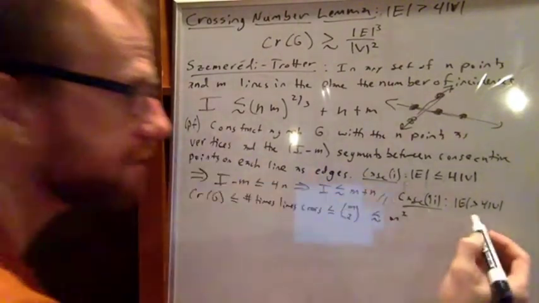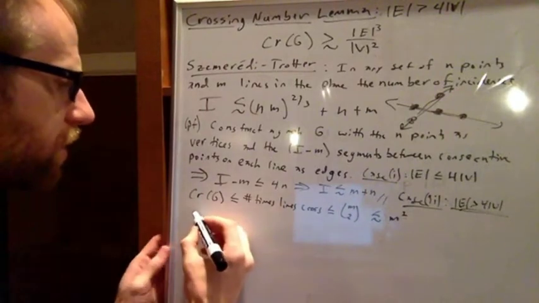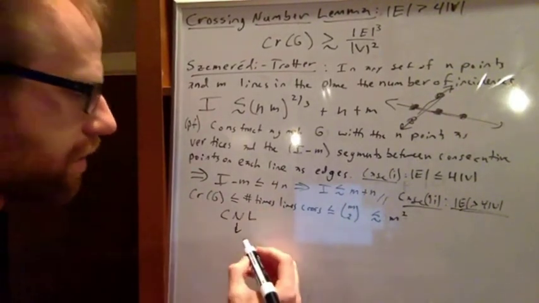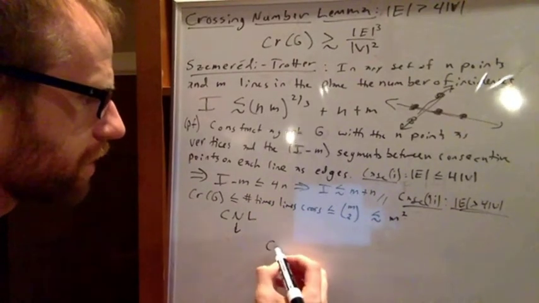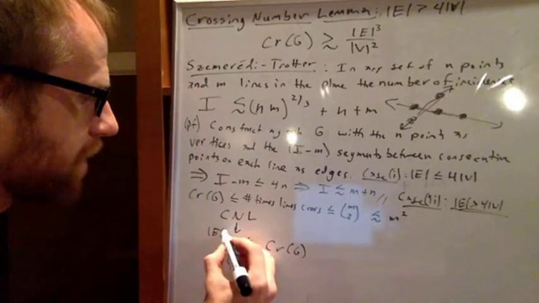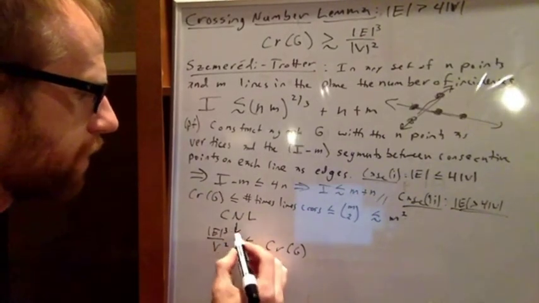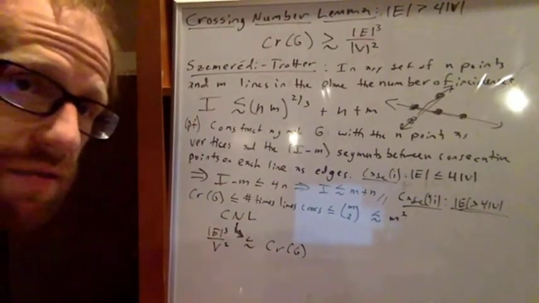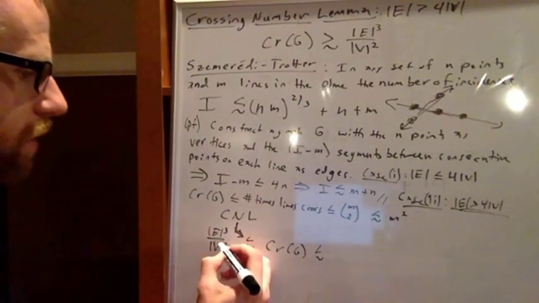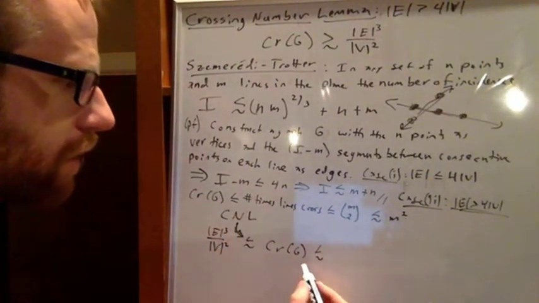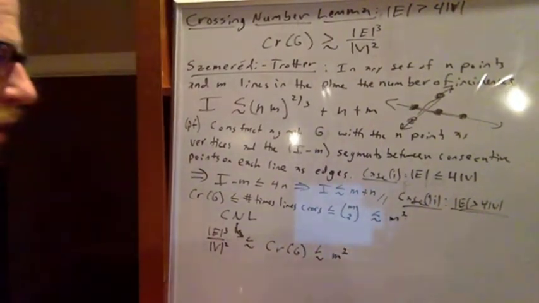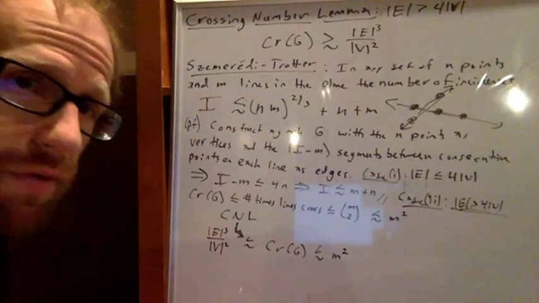Now, because I've got this, I can apply the crossing number lemma. So I'm going to put CNL to denote that the crossing number of G is bounded below by E cubed over V squared. So the crossing number lemma gives us this fact. And we've just shown that the crossing number of G is bounded above by m squared. So now let's put all of this information together.